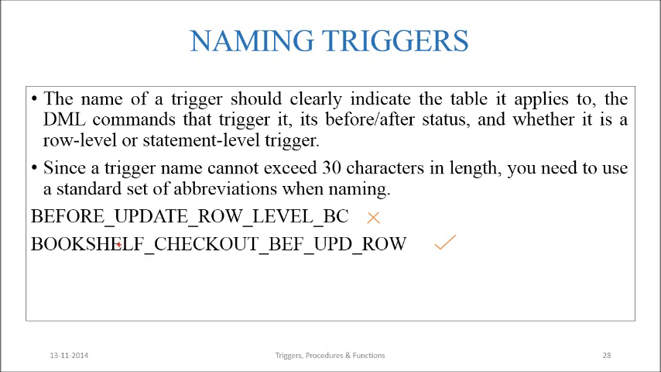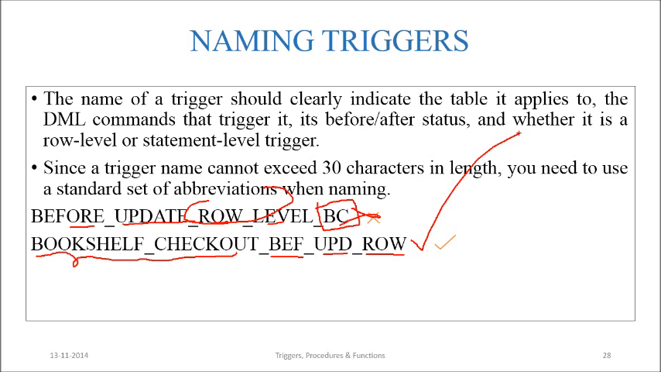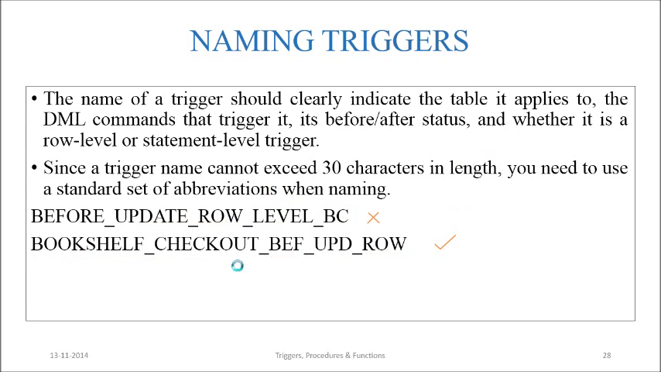See here, we cannot just specify before, update, row, level fully and then mention the book checkout table in a small size. This is the wrong way. Instead, we have to mention the bookshelf checkout table name completely. Then BEF is used as abbreviation for before, UPD is used as abbreviation for update, and ROW is used for the row level trigger abbreviation. So this is the correct format.